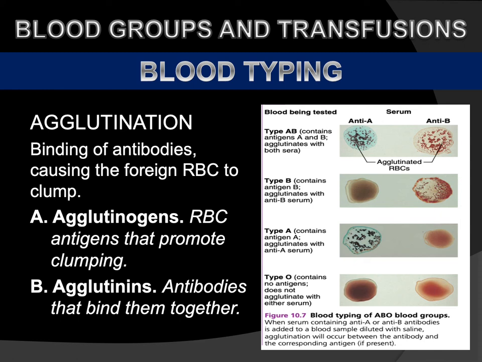The general procedure for determining ABO blood type essentially involves testing the blood, no? By mixing it with 3 different types of immune serum, anti-A, anti-B, and anti-D. Okay, ano ba yung agglutination? It's the binding of the antibodies. It causes the foreign RBC to clump. Yung agglutinogen, si RBC antigen, nagpo-promote ng clumping. Si agglutinins, yung antibodies, ang nagbabind together.